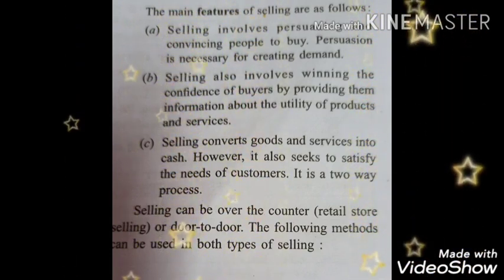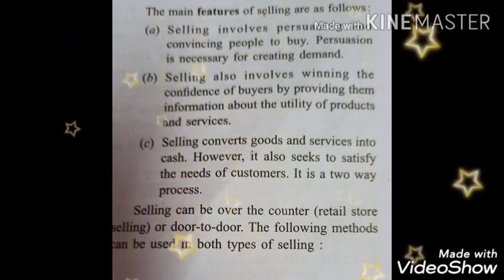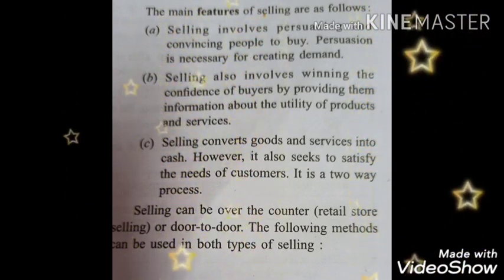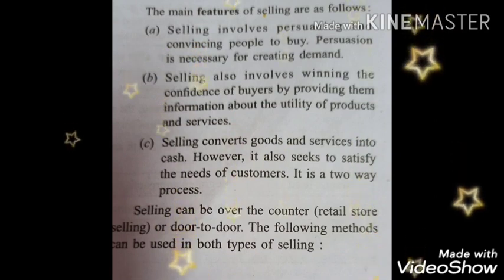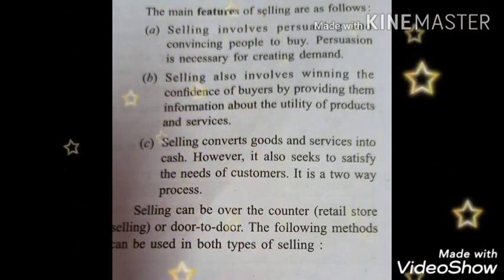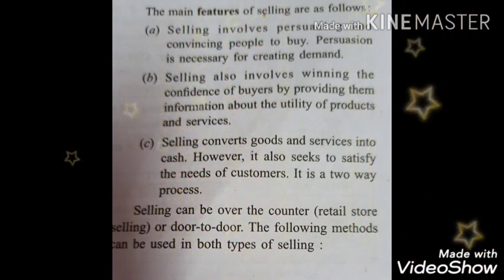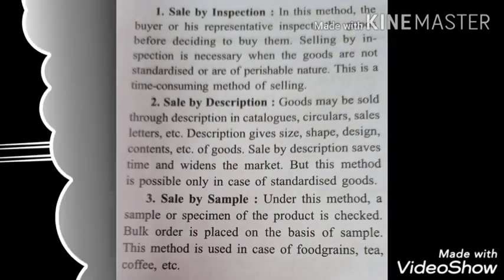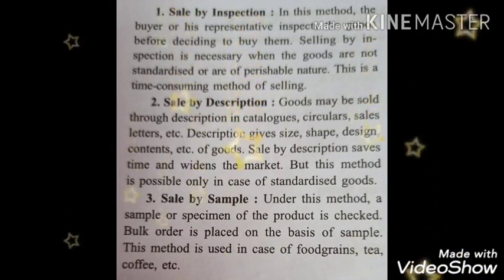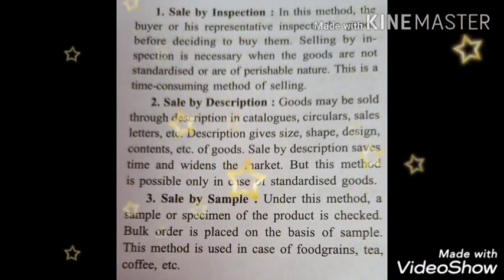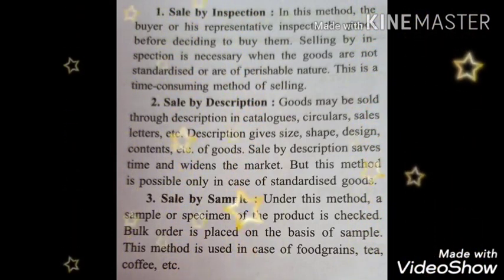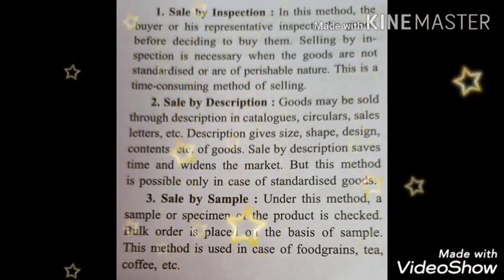Okay. Now selling can be over the counter, means retail, means we go to the shop and we buy, and also selling can be door to door. The salesman comes to our house and we buy the product. Okay. So next we will discuss the following methods with both types of selling, means the retail store selling and also the door to door selling.